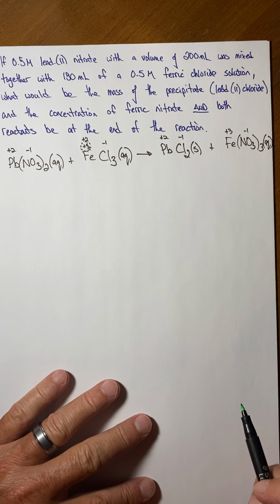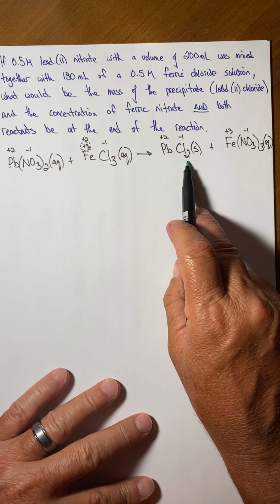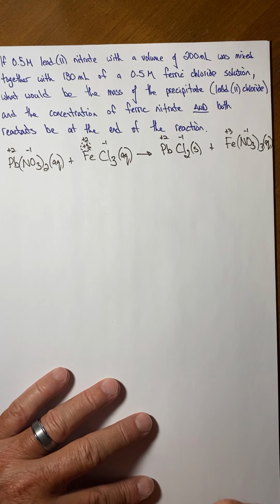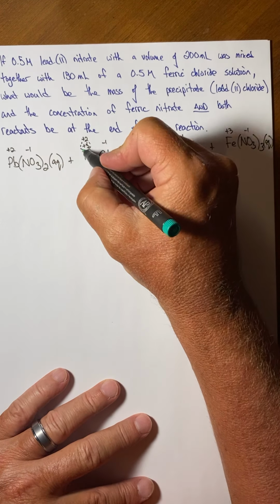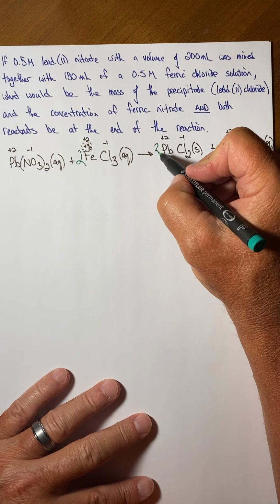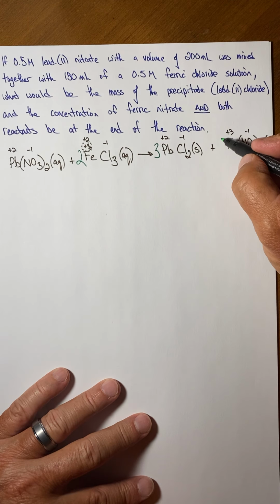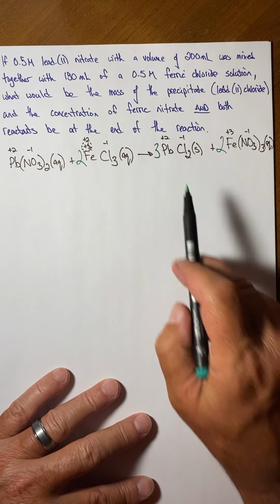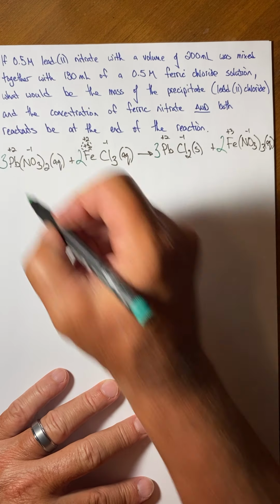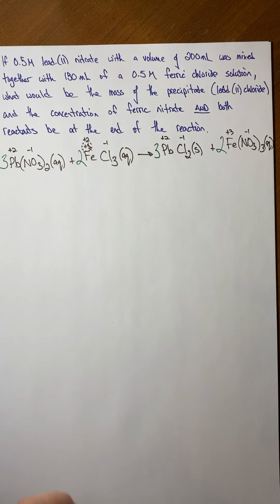Now we got to balance this. Let's see, we got 3 chlorines here, 2 chlorines here, so that's a 3-2 combo. So if I make it a common number of 6, I'd have to multiply that by 2. I now have 6 chlorines. Multiply that by 3. I have 6 chlorines. I have 2 irons there. I now have 2 irons there. I have 3 lead, 6 nitrates, 6 nitrates. We're balanced. Okay, so we're done that.